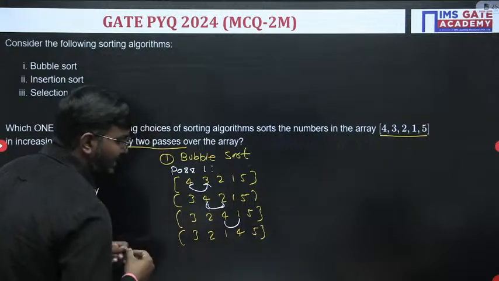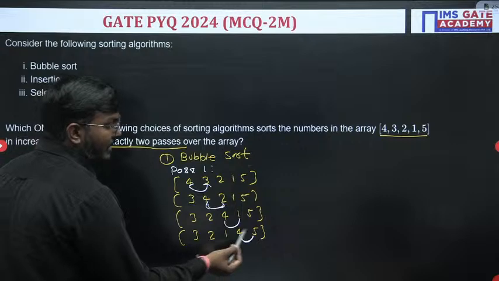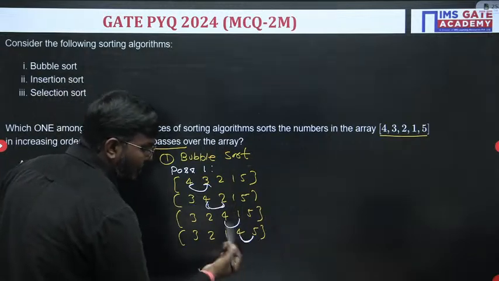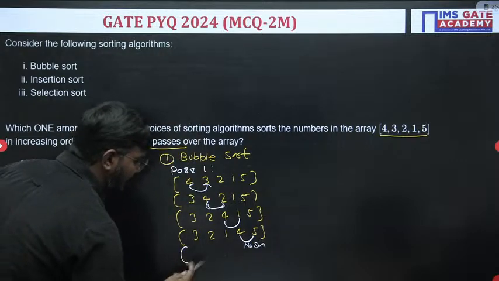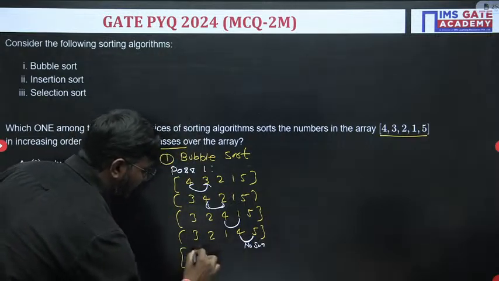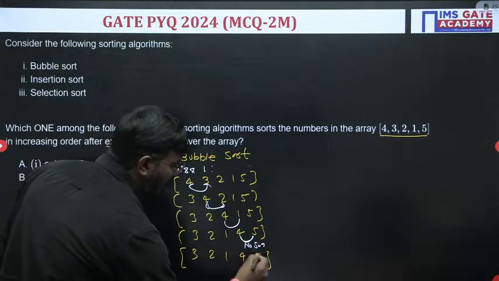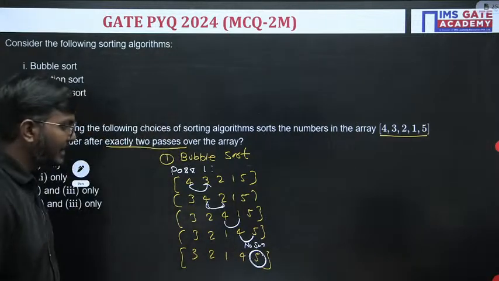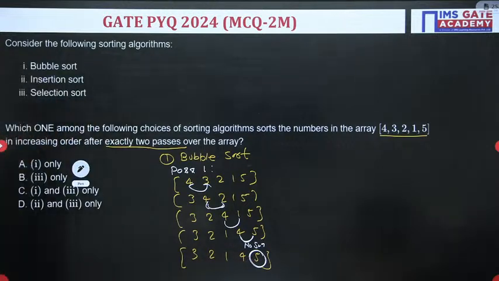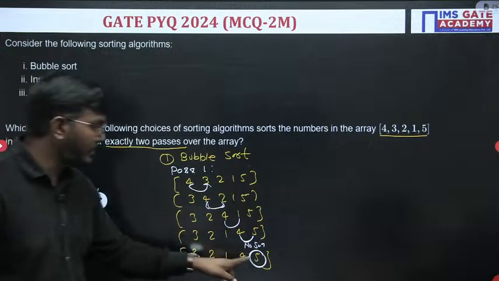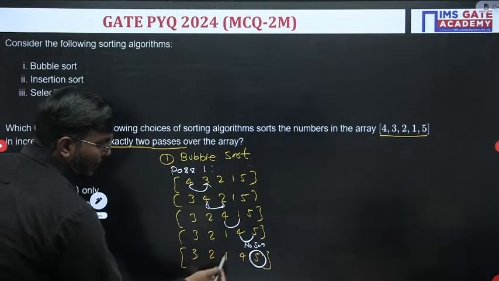Last, these two get compared, but because the element is smaller than the next element, there will be no swap. At last we have 3, 2, 1, 4 and 5. The last element, 5, is fixed here. Yeah, option B. Now see, the result of pass 1 under bubble sort is 3, 2, 1, 4 and 5.